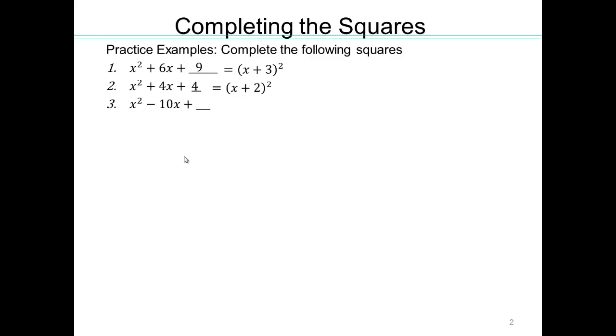Half of negative 10 is negative 5. Negative 5 squared is 25, and that'll give you (x - 5) squared. Look, if there's a plus here, you have a plus here. If you have a minus here, you have a minus here. This number here is half of that squared. And this number here is simply half of that. So half of negative 10 is negative 5. Half of 4 is 2. Half of 6 is 3.